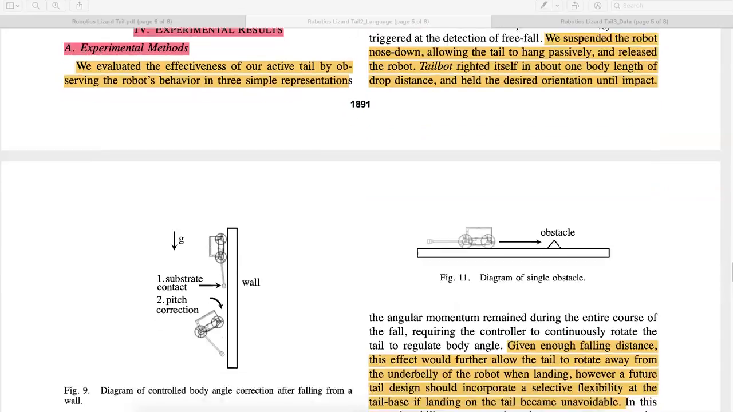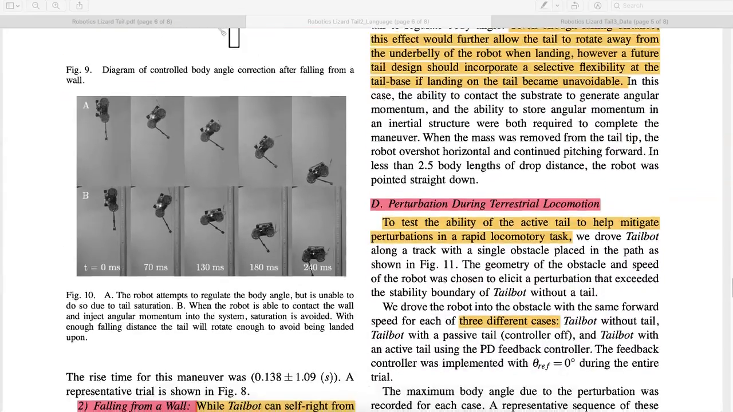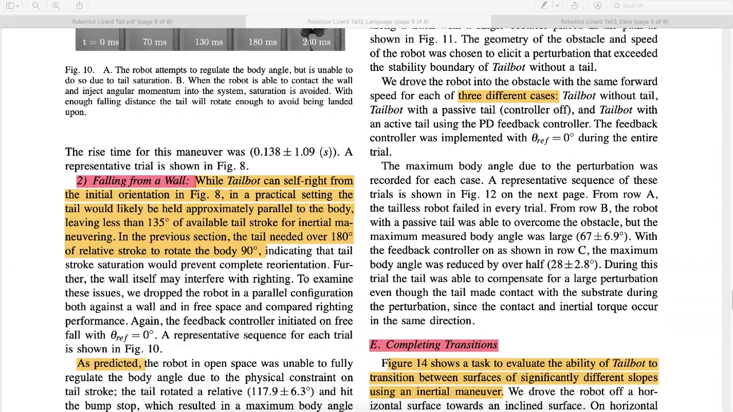We also see the researchers offer some practical rationale for the experiments themselves, stating, "While Tailbot can self-right from the initial orientation in Figure 8, in a practical setting, the tail would likely be held approximately parallel to the body." Again, this is useful for helping your reader see exactly what aspect of your design's performance is being tested.